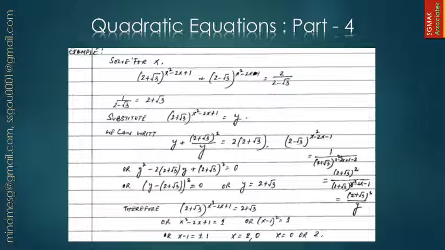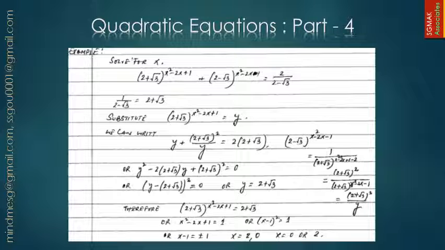Here's an expression: (2 plus square root of 3) raised to the power x squared minus 2x plus 1, plus (2 minus square root of 3) raised to the power x squared minus 2x minus 1, equal to 2 over 2 minus square root of 3. We are not interested here in how we got this equation. Question is, we recognize the unknown variable is x. It appears as an exponent in quadratic form, so you have to solve for the value of x here.